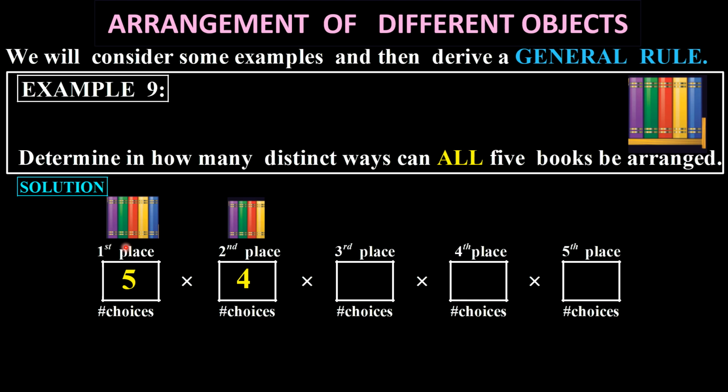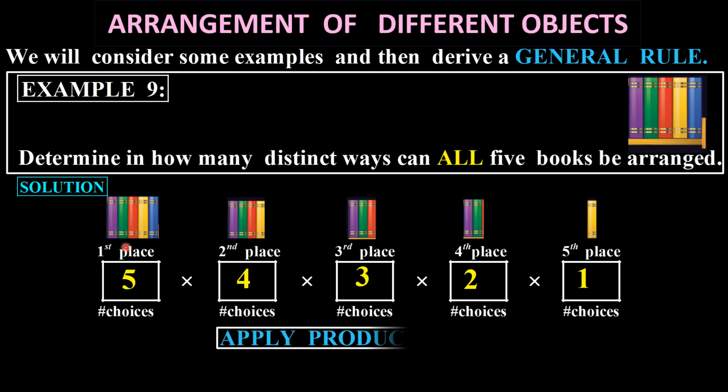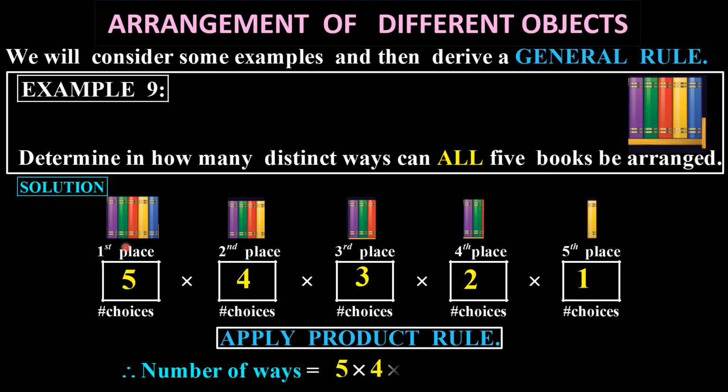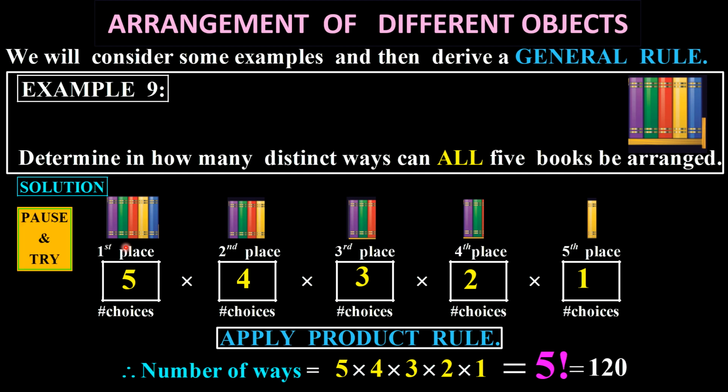Second place, we've used up 1 of the books, so we only have 4 books left. Now we only have 3 more books left. Then we have 2 more. And lastly, I only have 1 more. We can apply the product rule here, and then we get the total number of choices. If we have different objects, it's going to be 5 times 4 times 3 times 2 times 1. Do you notice anything here? Remind you of anything? Yes, that is the product of descending natural numbers, and that's correct, it's the factorial. So that's 5 factorial.